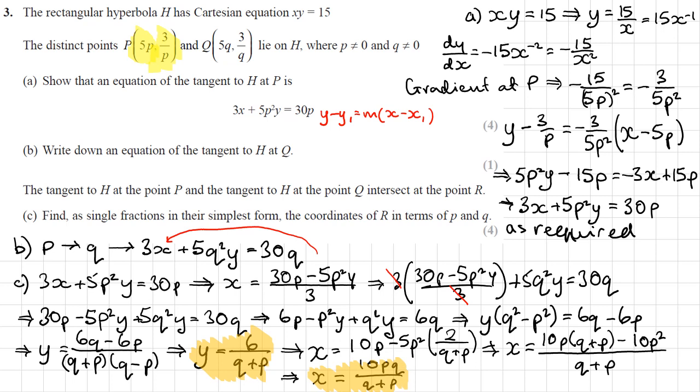So I guess I could write down my coordinate fully as one thing. So 10pq over q plus p, comma 6 over q plus p. And then that would be my final answer. The coordinate of R, the point where these two tangents intersect each other.